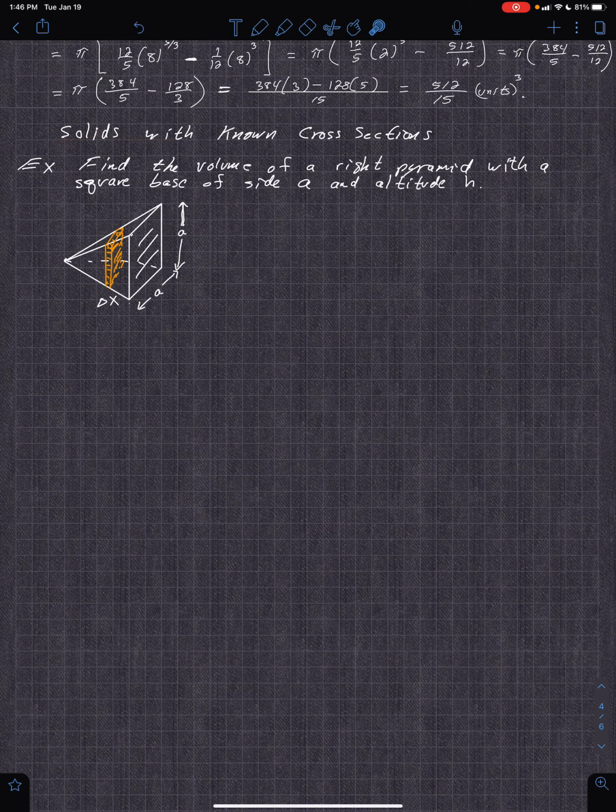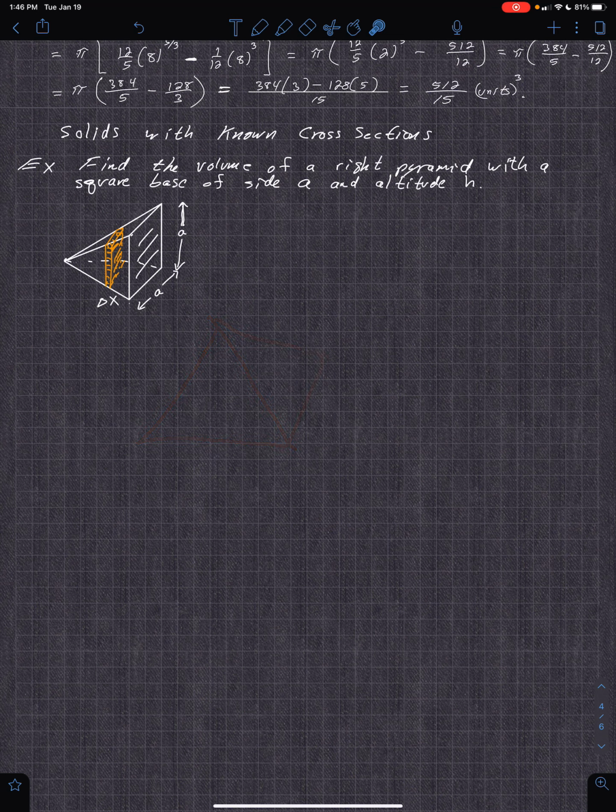And you'll see a similar theme when we do this problem that you've seen before in Calc 1. So let's take a look at an example to demonstrate this. Find a volume of a right pyramid with a square base. So here's your square base, and altitude h. So really a pyramid, of course, looks like this. Then you have the pyramid shape.